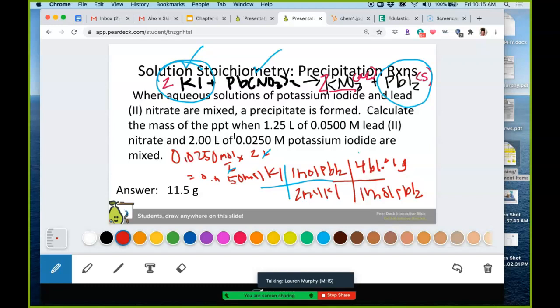Now for sig figs, you use whoever's number you did math with. We did the math with potassium iodide's number, so these are the only sig figs we focus on. This is 3 and this is 3, so your answer should be 3. 11.5 grams of lead 2 iodide theoretically should be produced.